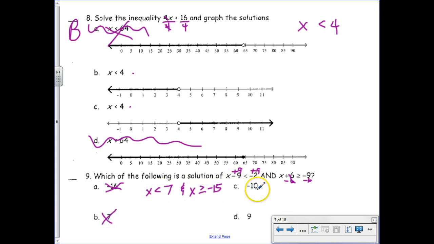-10. -10, yes, is less than 7, and it's greater than negative 15. Hey, I like to just double check here that I can rule out the other answer. 9 is not less than 7, so it should be C.